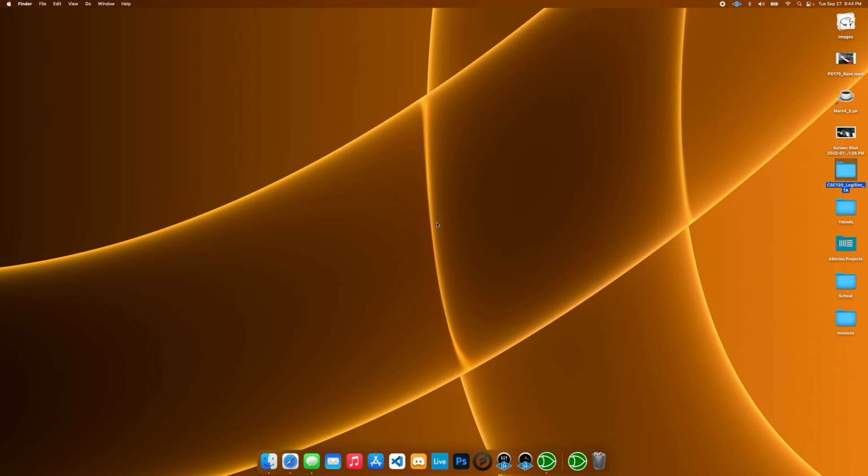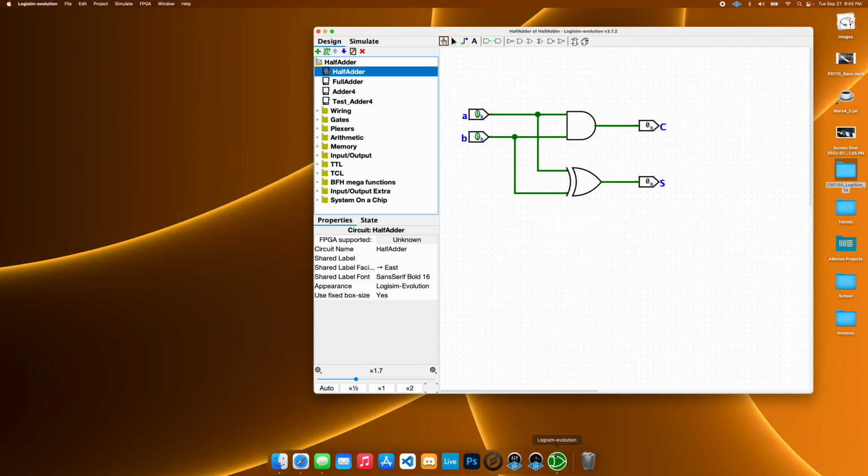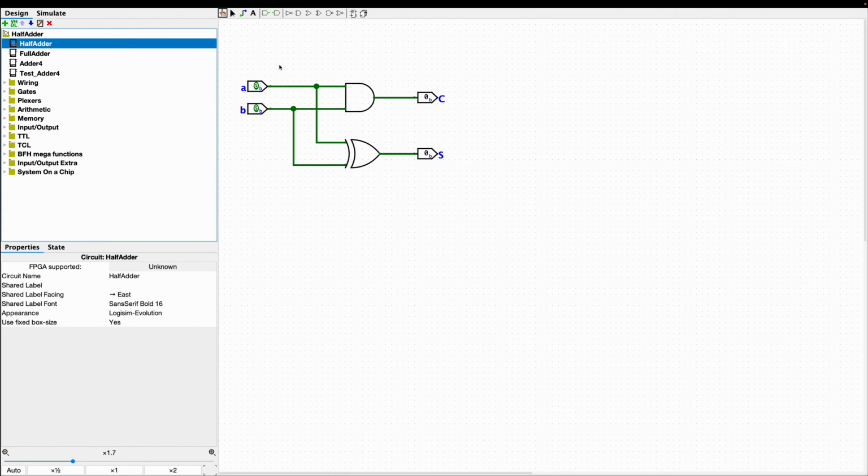Right, so today we're going to be talking about adders in Logisim, and specifically three kinds of adders: half adders, full adders, and then the 4-bit adders. So here we have the half adder. We have two inputs and then two outputs.